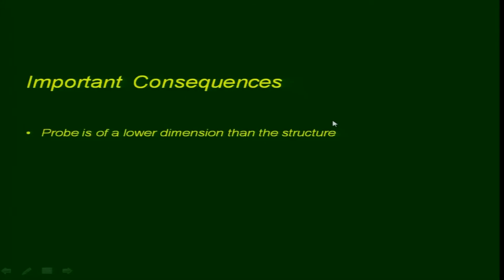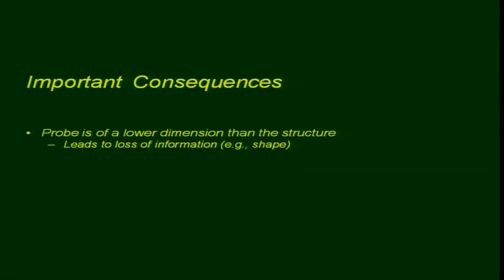Now, what are the consequences of the intersection of the probe with the 3-dimensional structure? Well, as you have seen, the probe is of a lower dimension than the structure. A plane probe is 2-dimensional and my structure is 3-dimensional, or a line probe is 1-dimensional, or a point probe is 0-dimensional. So whatever probe I am using has a lower dimension, and as a consequence this leads to loss of information.